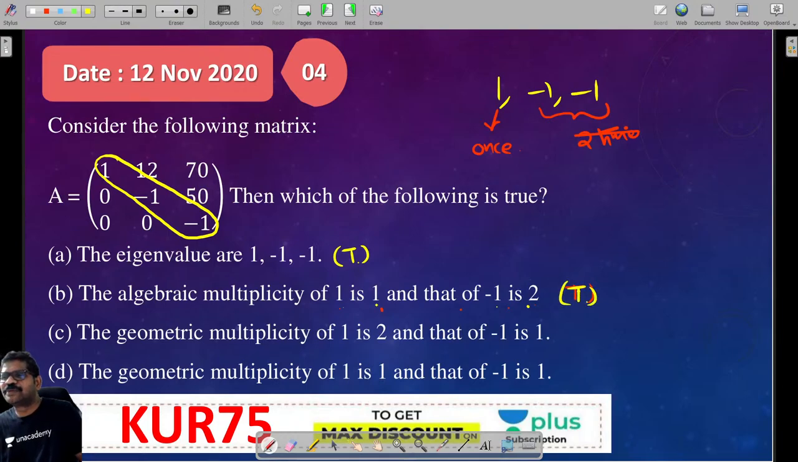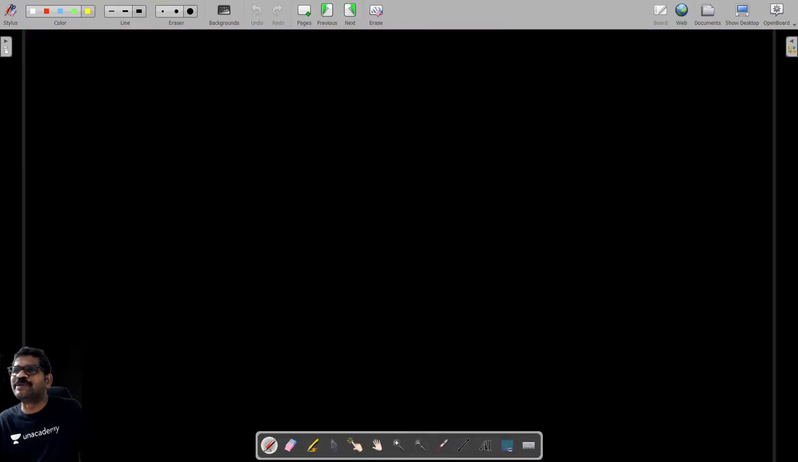Next. Third option. The geometric multiplicity of 1 is 2. To examine third option and fourth option, you have to calculate geometric multiplicity. To calculate geometric multiplicity, one procedure we have observed. For first eigenvalue 1, I am going to calculate geometric multiplicity. I require A minus lambda I.